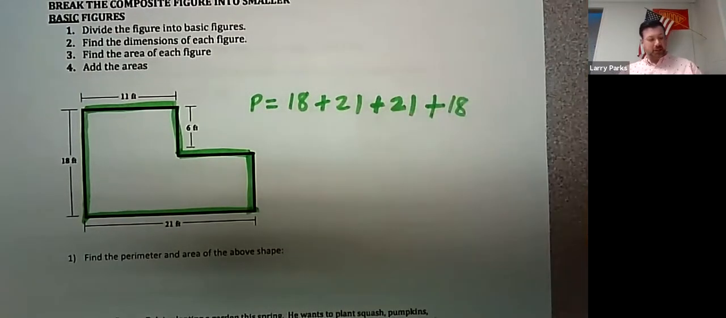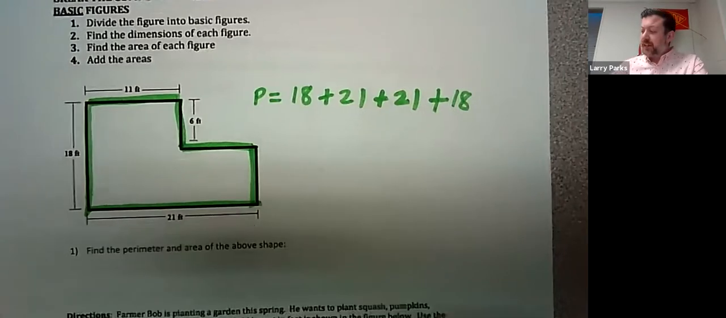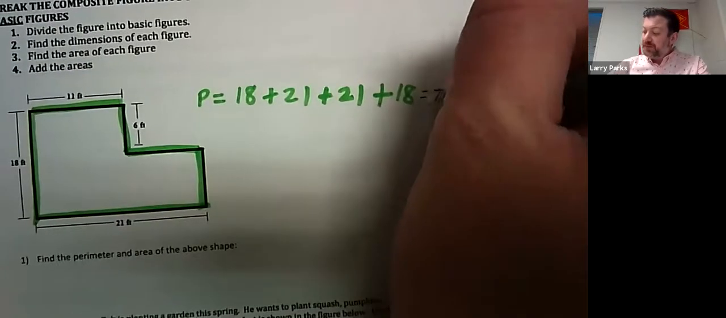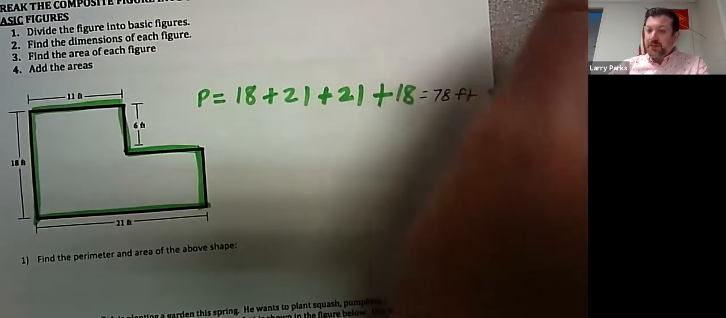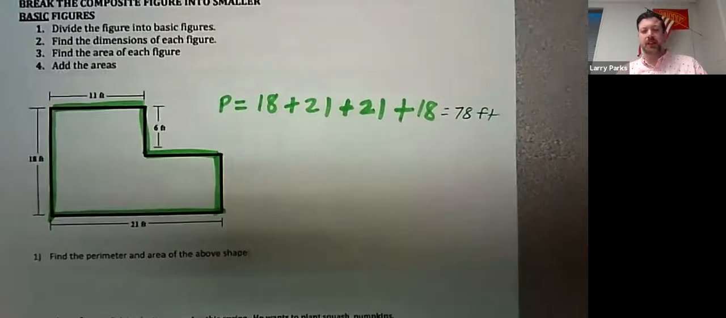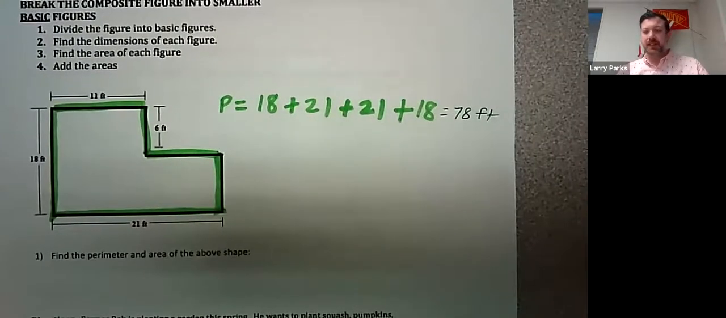You add up all those numbers. You go 18 plus 18 plus 21 plus 21, and I get 78. So 78 feet. So that's how you find the perimeter. Notice, really not too bad.